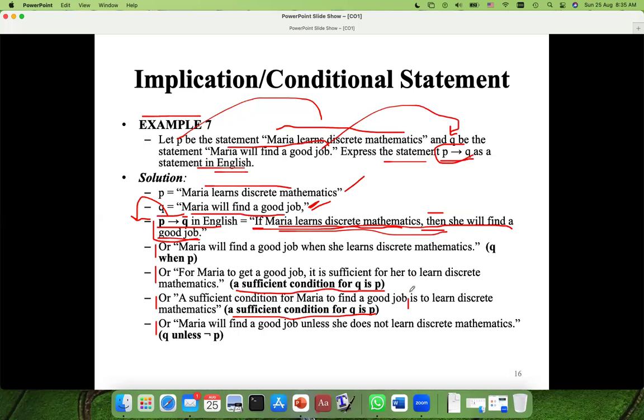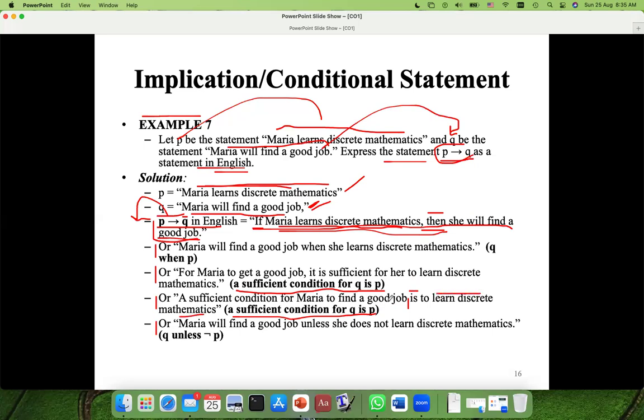And now I am writing "is". A sufficient condition for Maria to find a good job is, and then P. P is what? Maria learns discrete mathematics. But you are writing in English, so you can make modifications according to English grammar. So a sufficient condition for Maria to find a good job is to learn discrete mathematics.